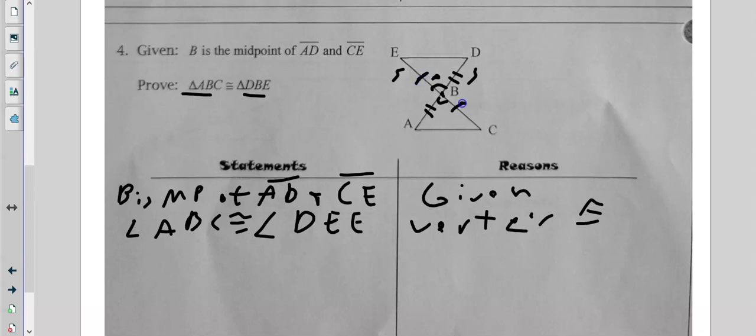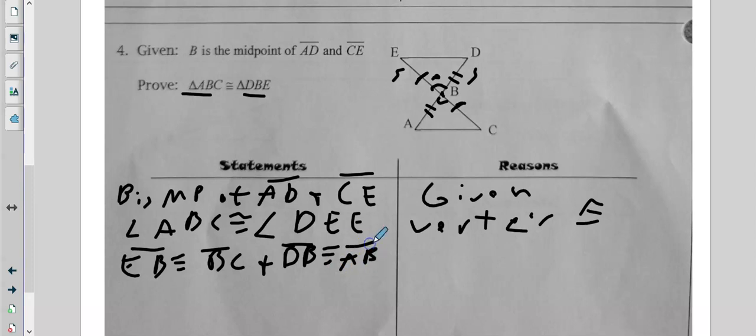Now, once we mark these, remember to go down here and just say real quickly, EB is congruent to BC, and DB is congruent to AB, and that's definition of midpoint. You can do this all in one line also. I should have done that immediately like I stressed on the last one, but forgot to. So there we go. Again, once you mark it, you write it, and we're done.